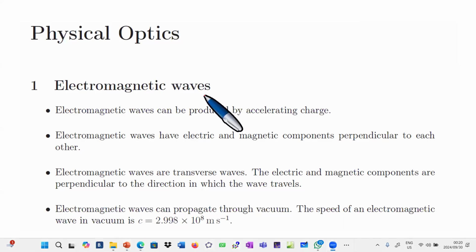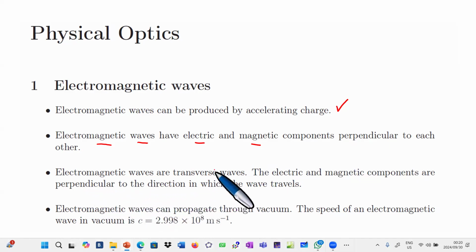In this lesson, we shall focus on physical optics, electromagnetic waves. Electromagnetic waves can be produced by accelerating charge. So by accelerating charge, we can produce electromagnetic waves. Electromagnetic waves have electric and magnetic components perpendicular to each other.